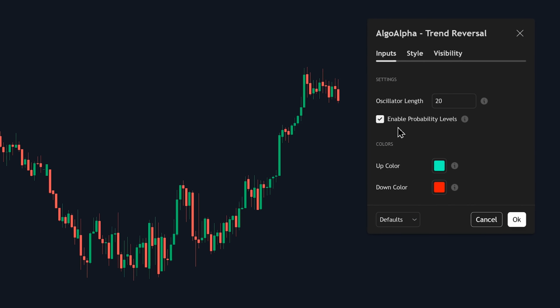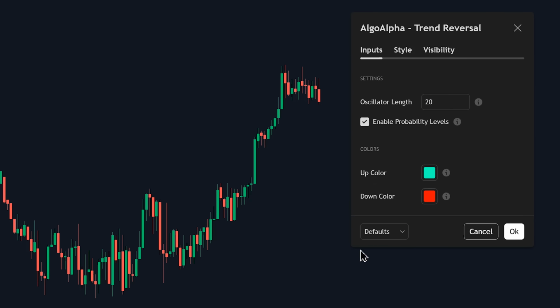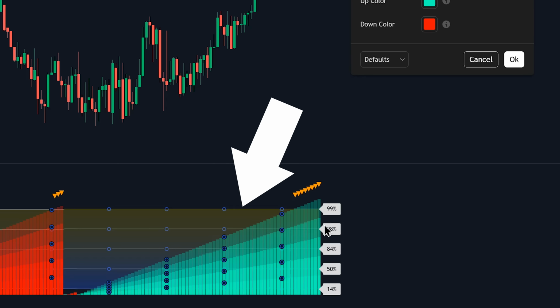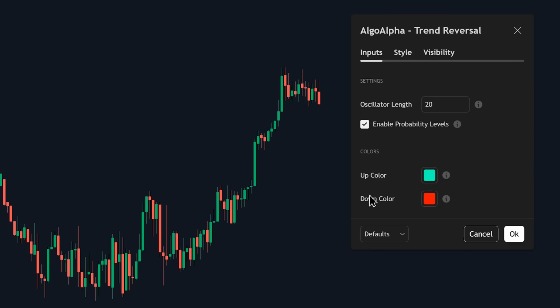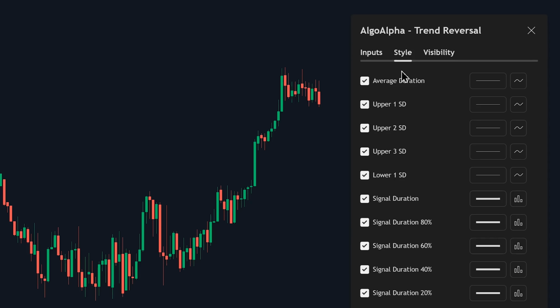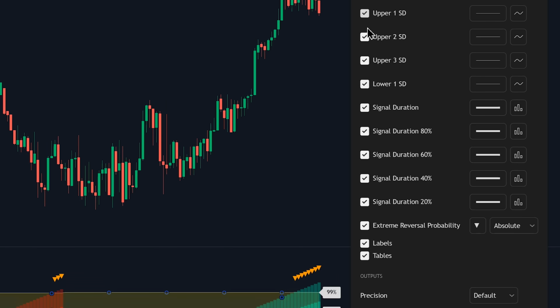And then we can enable probability levels. This setting activates these horizontal lines that help visualize the trend strength. Here we can also change the colors for bullish and bearish histograms. The Style tab has several customizable options that we can toggle on or off. For me, I'm gonna stick with the default values.